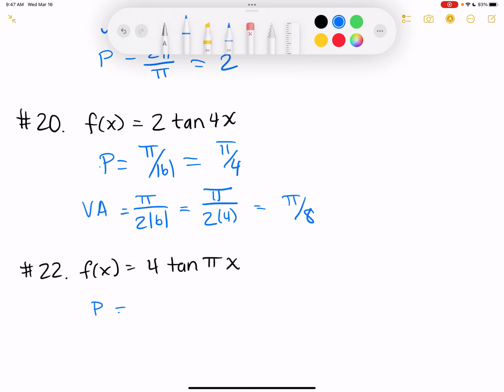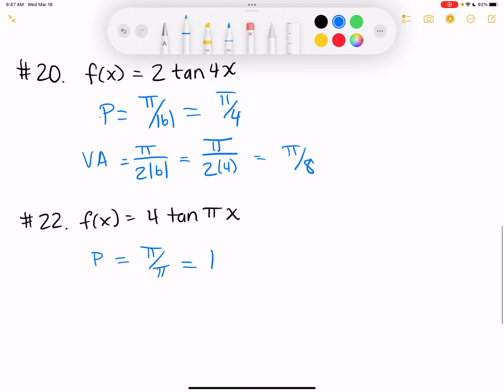All right, so the period is equal to what? Pi over 2, wait, just 2? Pi over, no, pi over pi, which is 1. Where did I get 2? I have no idea. Vertical asymptote, probably. Yeah, you're right. Then the vertical asymptote would be pi over 2 pi, which is equal to 1/2.